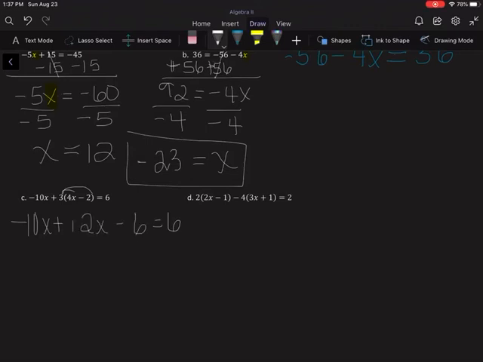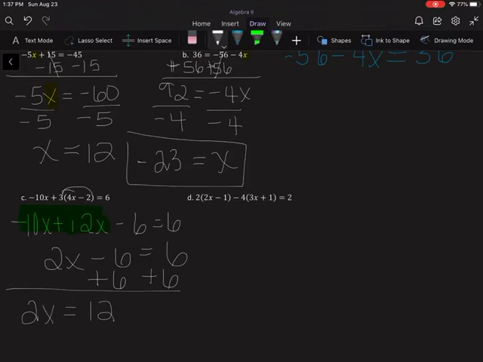12x minus 6. There we go. Okay, so then I have -10x plus 12x. That's 2x. So these are like terms here, right? You got to combine those. And then I'm just going to drop everything else. So sorry, my phone. And I'm going to add the 6 on both sides. And I have 2x is equal to 12. And last step would be divide by 2.